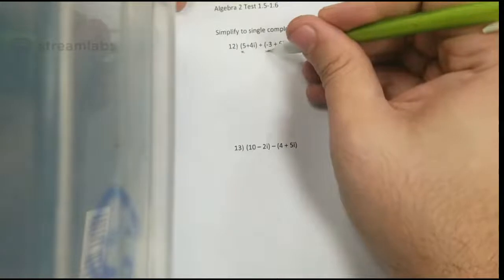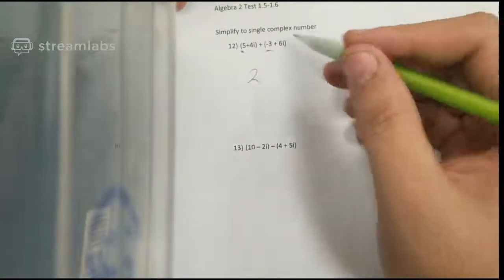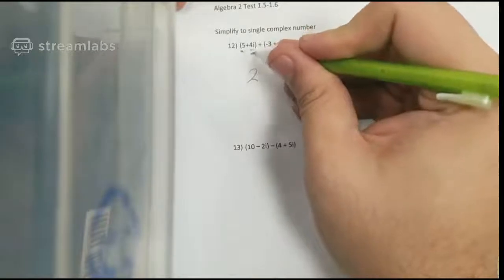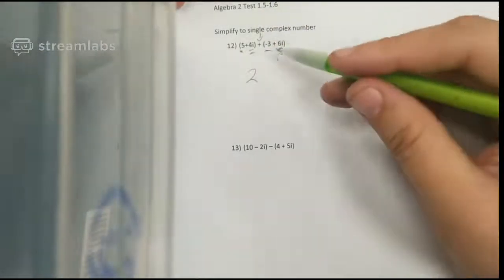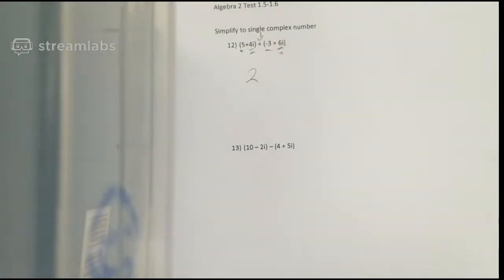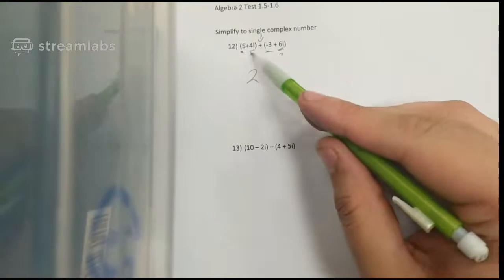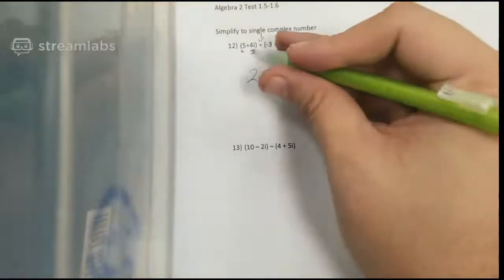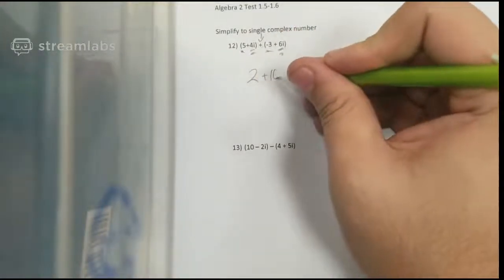So 5 goes with negative 3. What's 5 plus negative 3? That's right, it's 2. If you didn't know, you could use a calculator. 4i goes with 6i. Please look at the symbol in the middle. I had so many people who multiply it every time. It's not always the hardest possible question. Just look at the symbol in the middle. So 4i, 6i, that's plus. 4 plus 6, my gosh, is 10i. Get that done.